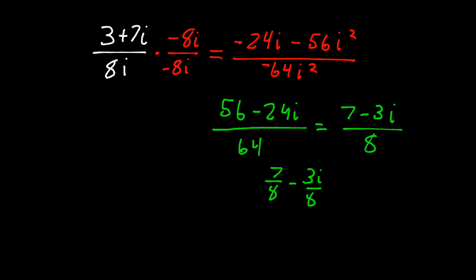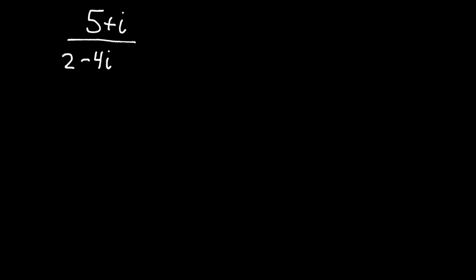But what if, instead of just being an imaginary denominator, we have a complex number in the denominator as well? Well, let's take a look and try an example like that. Here we have 5 plus i being divided by 2 minus 4i. Just like before, we are dividing by something that has an imaginary number, so we are going to have to multiply the top and bottom by the conjugate of the denominator, which is 2 plus 4i.